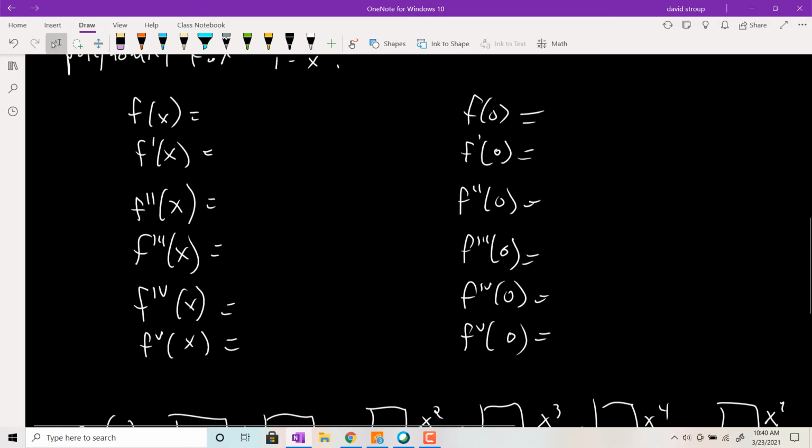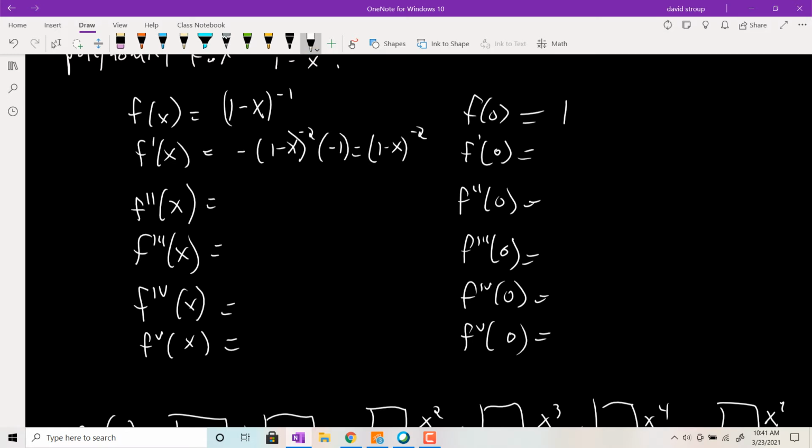Okay, so let's get these guys. I'm just going to write this as (1 minus x) to the negative 1. And of course, you put in 0, you get 1 to the negative 1, which is just 1. The derivative is negative 1 times (1 minus x) to the negative 2. And then the chain rule, we have to multiply that by negative 1. The negative 2 goes on the outside here. The derivative of 1 minus x is negative 1. Okay, so that's going to end up being (1 minus x) to the negative 2. And of course, if you put in 0, you're just going to get 1.